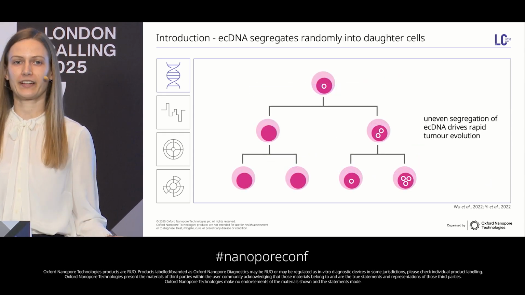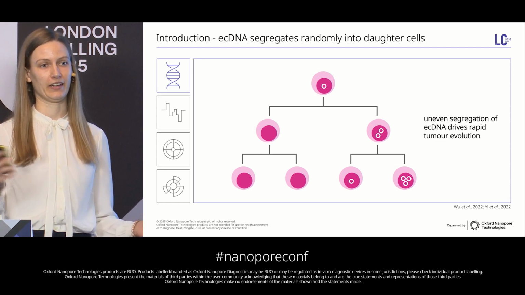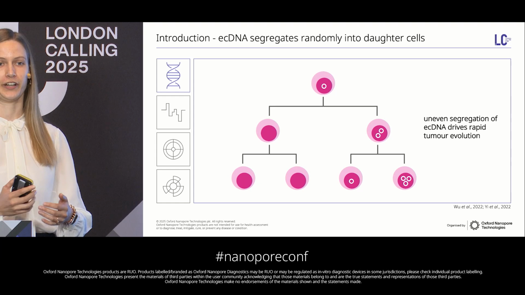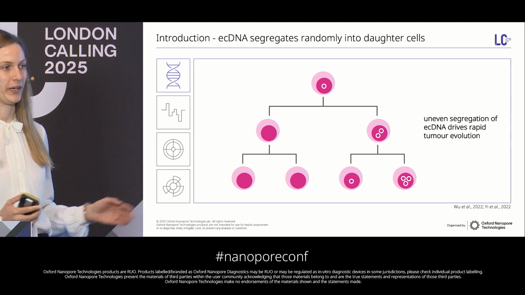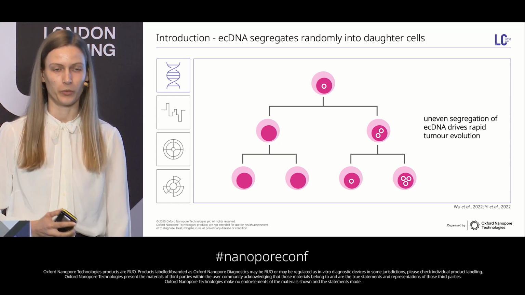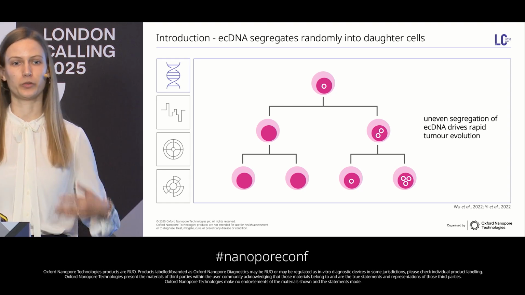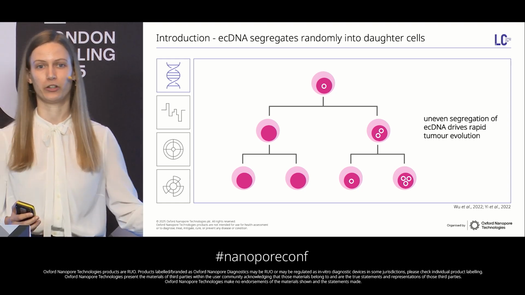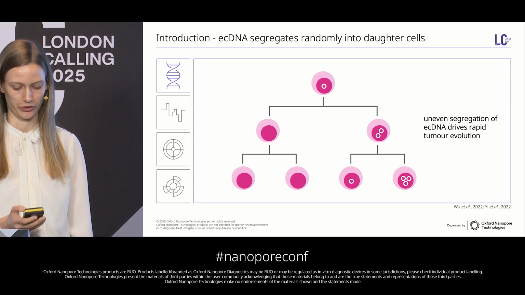Now, when we look at cell division, ecDNA presents a special case. They don't have centromeres, so during cell division, they can't be attached to the spindle apparatus, and we can end up with random segregation of the ecDNAs, which then means we'll get a lot of heterogeneity, and also we can accumulate lots of amplifications of an oncogene, which means that ecDNA also drives rapid tumor evolution.